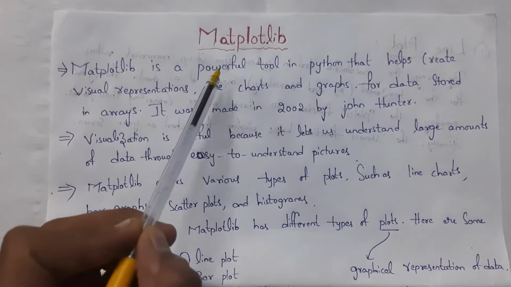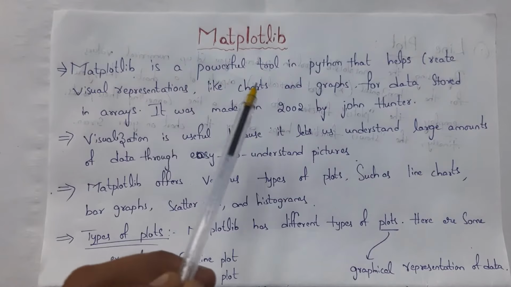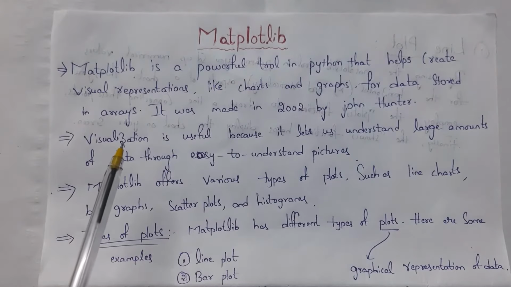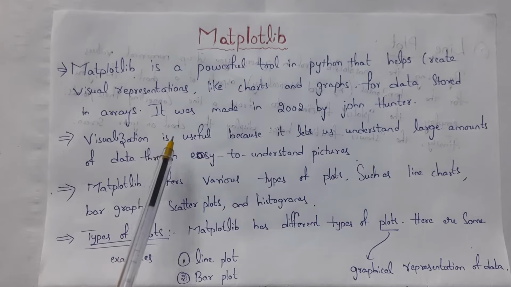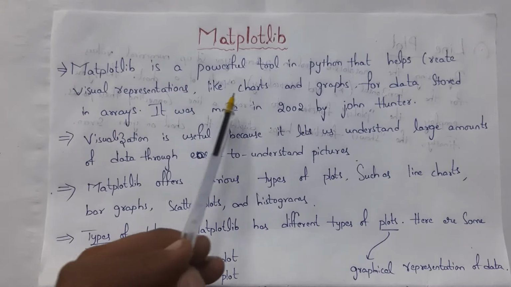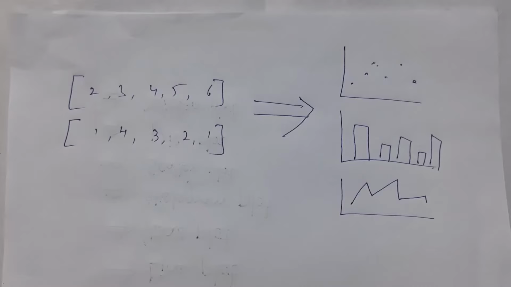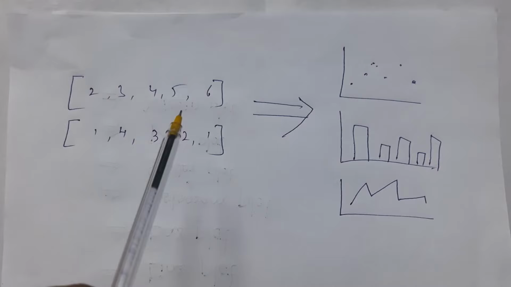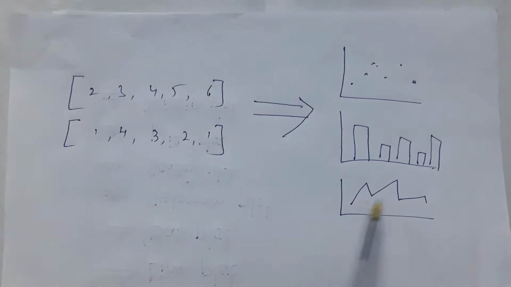Matplotlib is a powerful tool in Python that helps to create visual representations like charts and graphs for data stored in arrays. Guys, this Matplotlib is nothing but a powerful Python library. By using this Matplotlib library, whatever the data that is stored in arrays, we can represent the data in the form of charts and graphs. It was made in 2002 by John Hunter. This is a simple example. Whatever the data that is stored in arrays, we can represent the data in the form of charts and graphs by using this Matplotlib library.